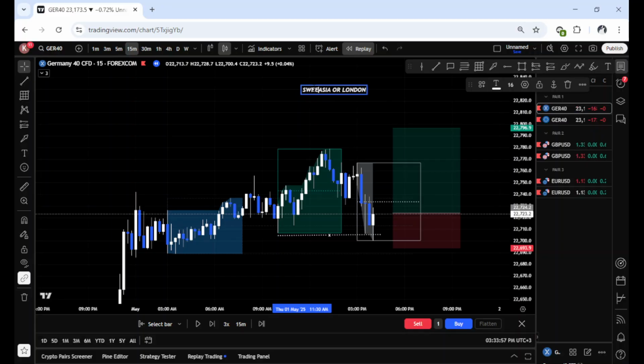There are other mechanisms for getting liquidity zones, but the common one that I currently use is the sweep of Asian high or Asian low. So this is an example of one. We get a sweep of Asian low.